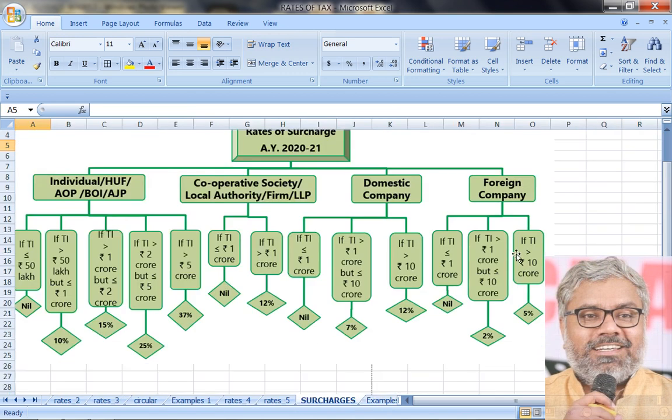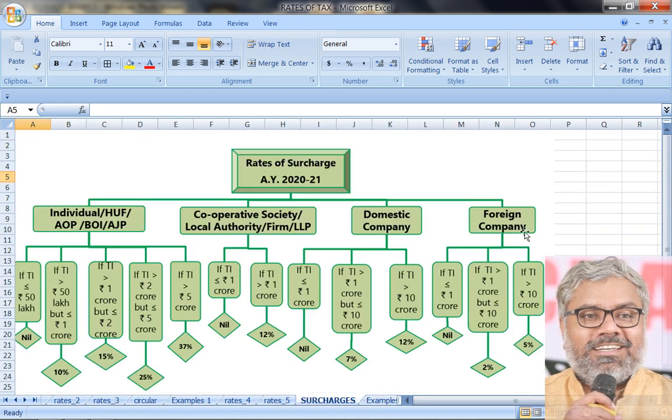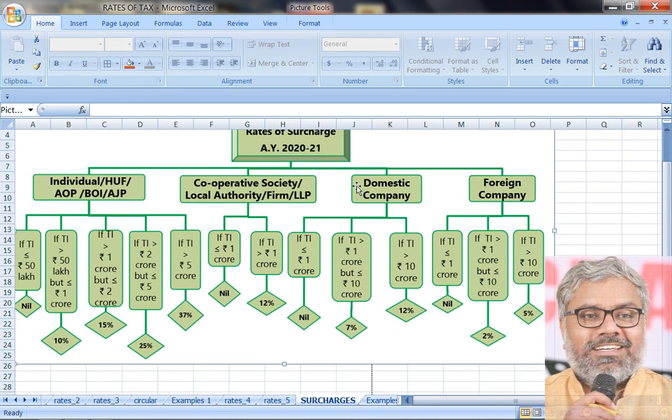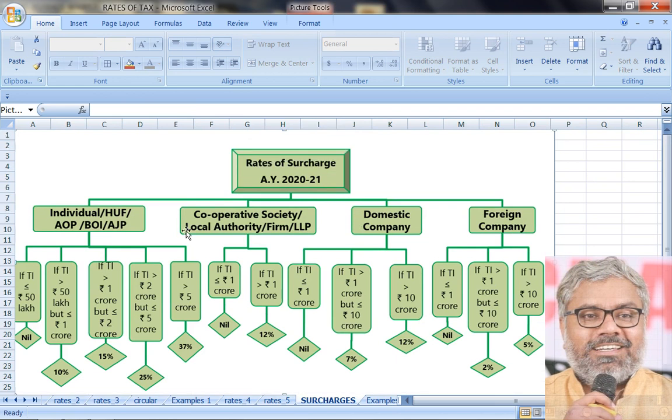Everything is covered now. Now coming to another very, very important aspect, the surcharge in relation to the other types of assessees. All the surcharges for the assessment year 2020-21 are summarized in this particular diagram. This you have to remember well. Of course, almost half of that we know. There is nothing different there.